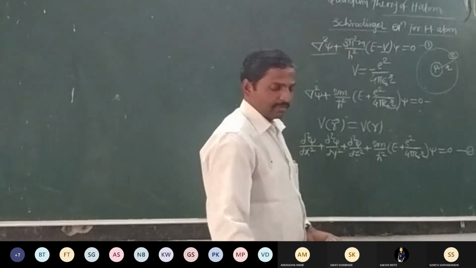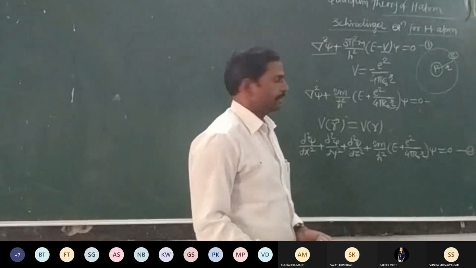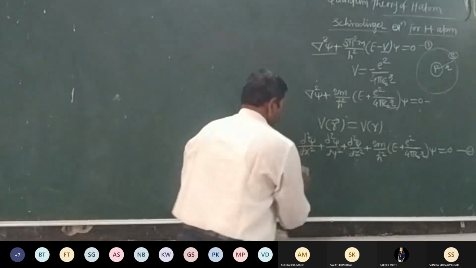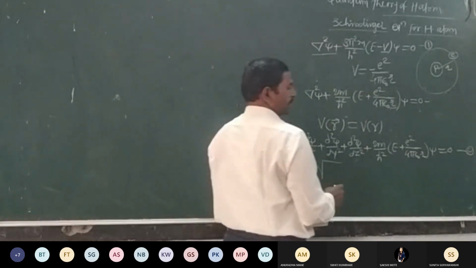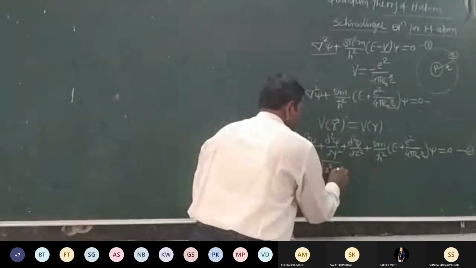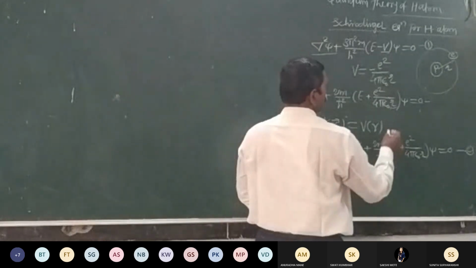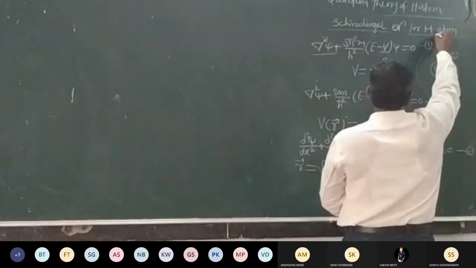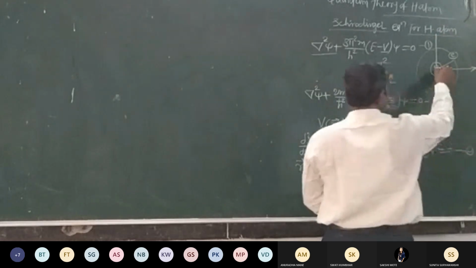But we consider this radius vector r. Its magnitude, vector r, is equal to x square plus y square plus z square, because of what we have to consider here.